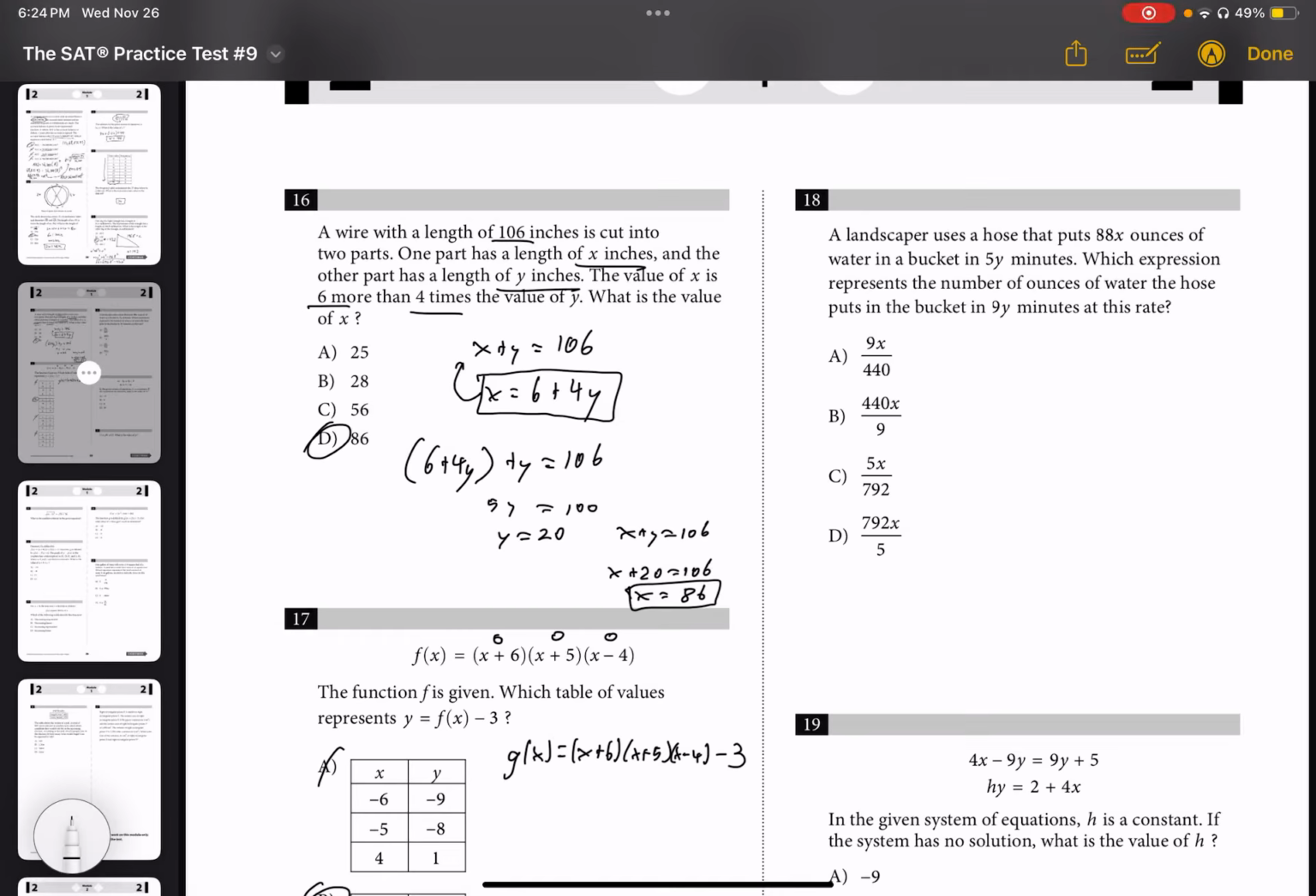Welcome back, everyone. Today we're going to be finishing off the second part of Module 1 of the Practice Test 9 for the Digital SAT. We're going to start right away with question number 18 here.